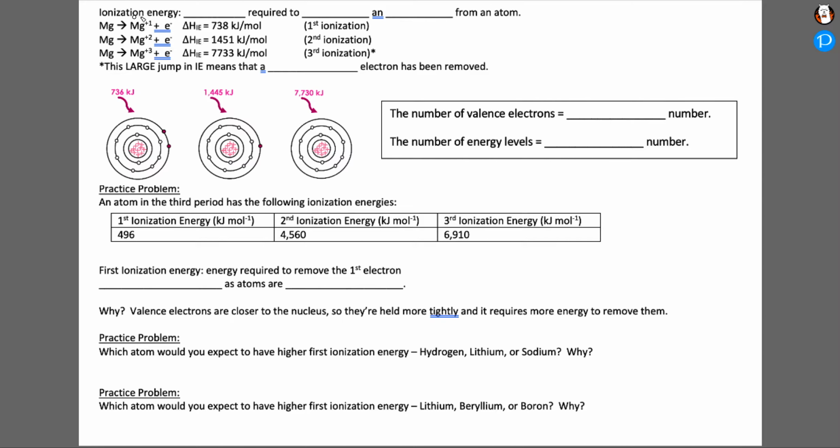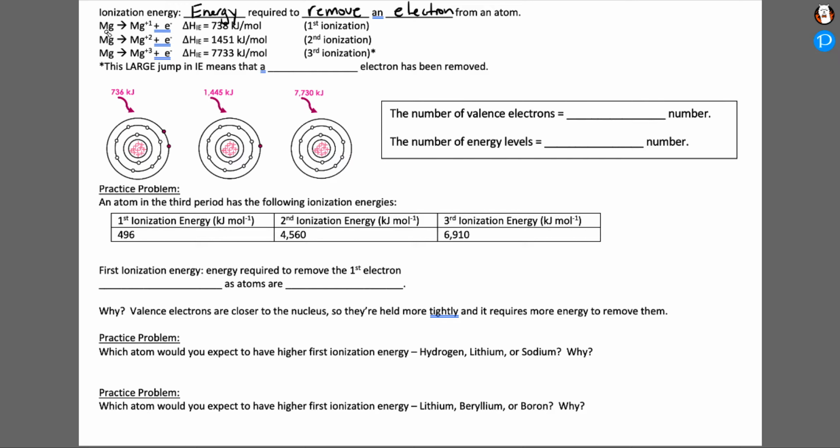Let's talk about ionization energy now. Ionization energy is the energy that's required to remove an electron from an atom. So the amount of energy that's required to remove an electron from an atom.